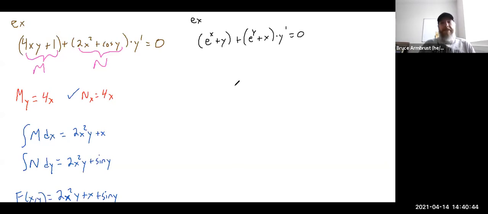Okay, so again, it's definitely not linear. E to the y, separable? I don't know, maybe not. Is it Bernoulli? Absolutely not. Is it the new homogeneous? Again, possibly, I don't know. But let's just see if it's exact, because if it's exact, then we should be good.